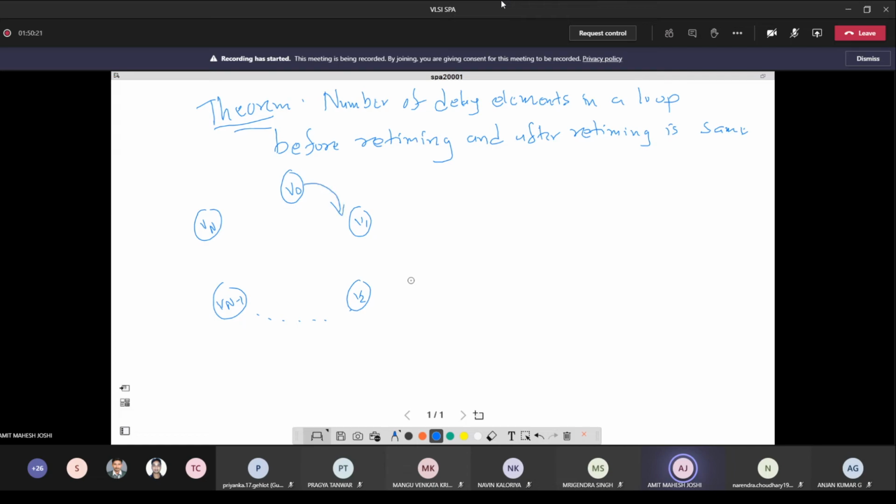Let's say some finite number of nodes are there, which I am defining as V0, V1, V2, V3 like this, going up to Vn minus 1, Vn, and then back to V0. So this is a loop. I am starting with V0 and ending at V0. Now consider the edge weights W0, W1, W2, W3, up to Wn minus 1 and Wn.